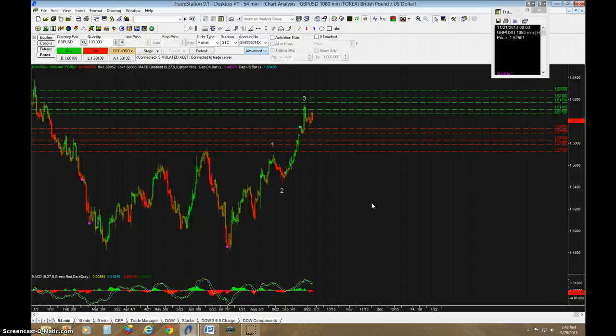I feel pretty good about that count and how it sets up relative to the dollar and the other dollar cross pairs. So I'm going to stick with that as my top count, and we'll see how that plays out.